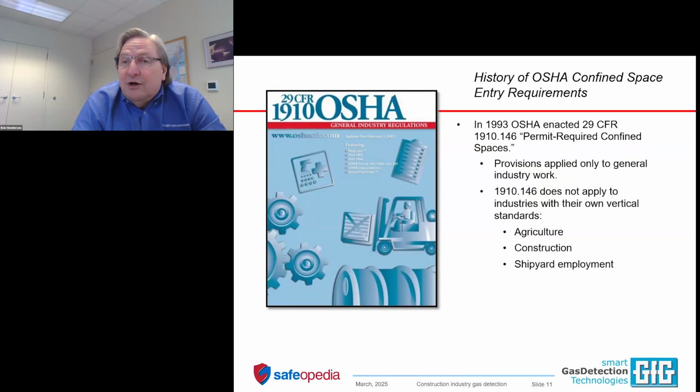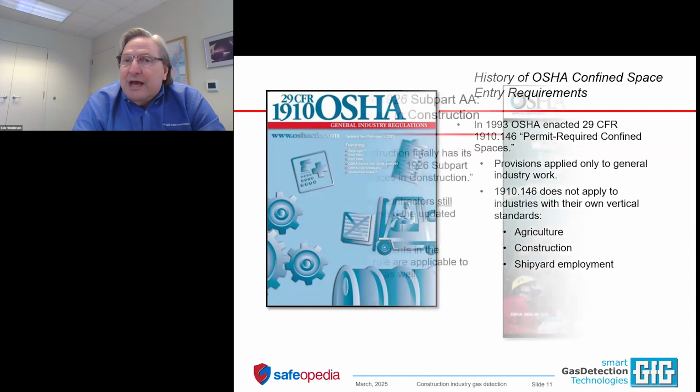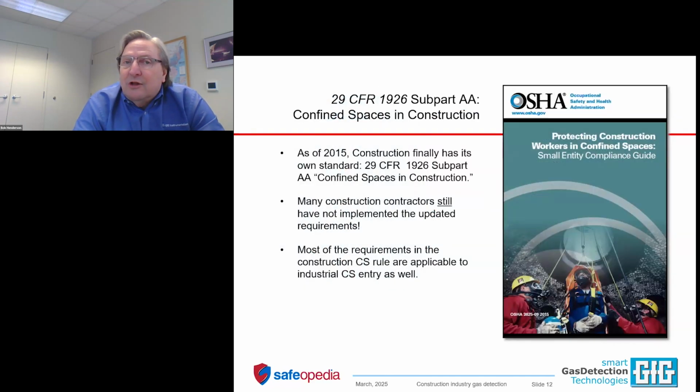In 1993, OSHA published 1910.146, permit required confined spaces. So that standard has been around for a while now. But when it first came out in 1993, there was a big gap. It did not address entry into confined spaces that were under construction. So the construction code existed, but it didn't have much to say about confined space entry. There was just this big gap. Well, that gap does not exist any longer.